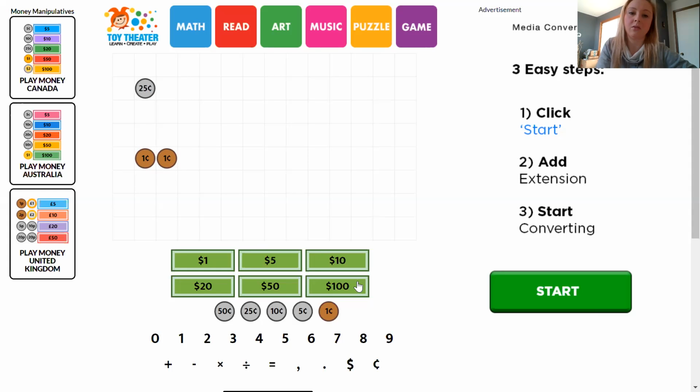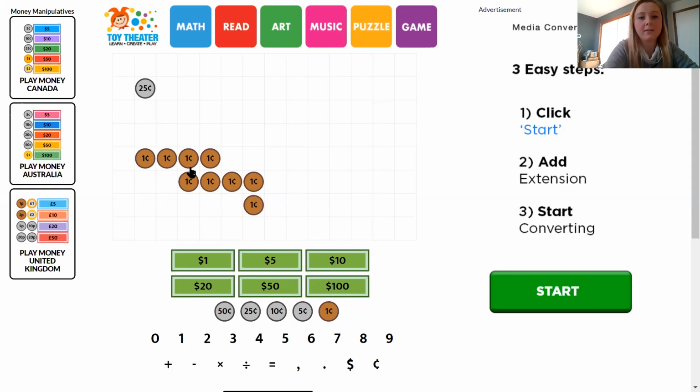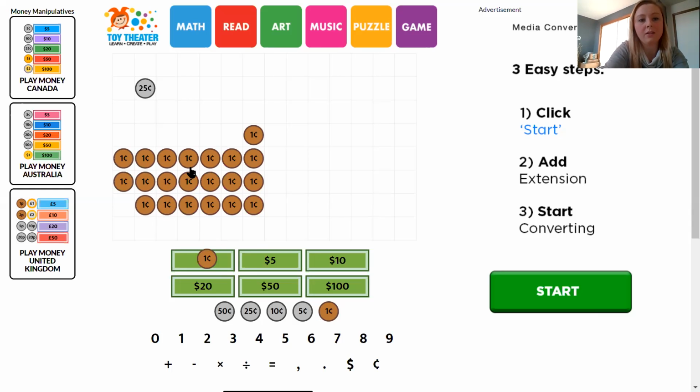1, 2, 3, 4, 5, 6, 7, 8, 9, 10, 11, 12, 13, 14, 15, 16, 17, 18, 19, 20, 21, 22, 23, 24, and 25 pennies is equal to 1 quarter, which again is worth 25 cents.